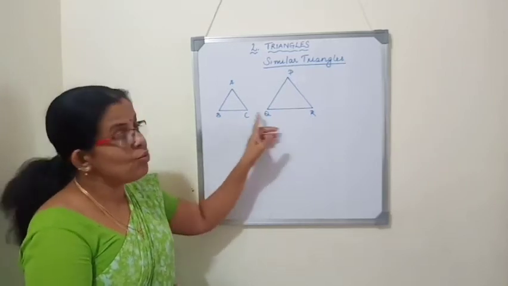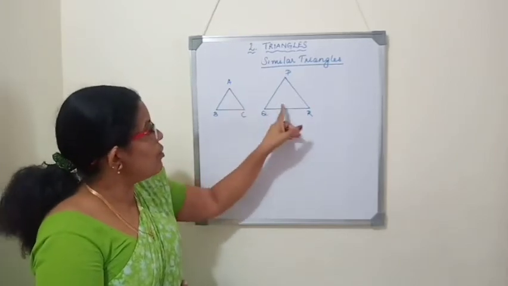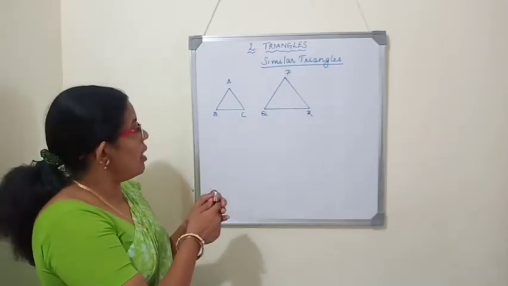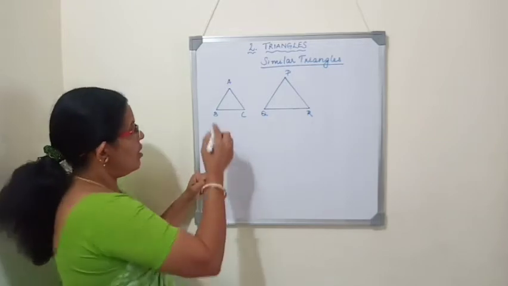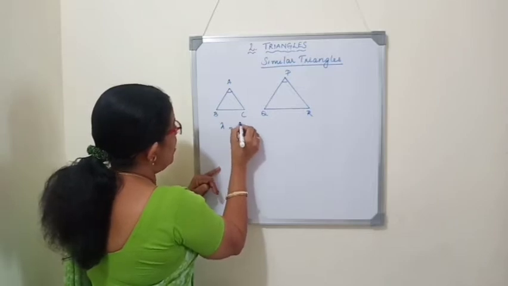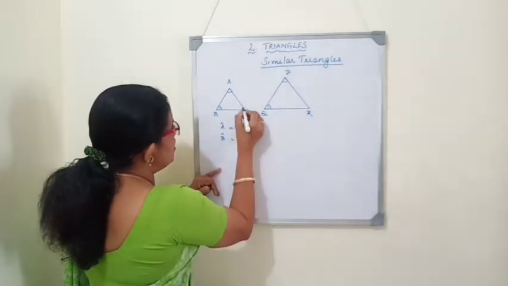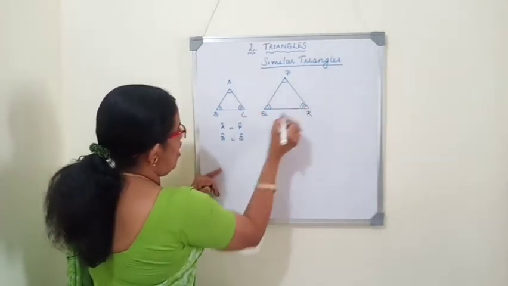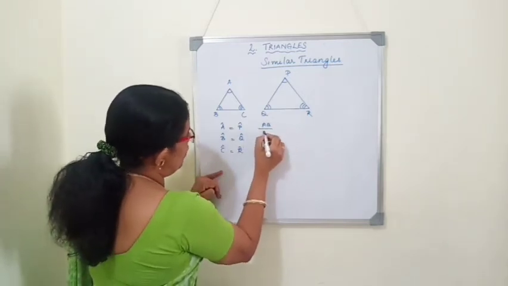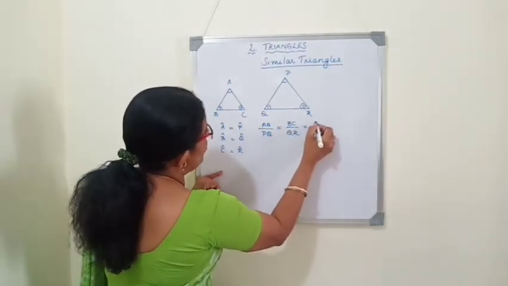Now we will consider two triangles. You all know that a triangle is also a polygon. So to say that these two triangles are similar, their corresponding angles should be equal and their corresponding sides should be in proportion. That is, angle A is equal to angle P, angle B is equal to angle Q, angle C is equal to angle R, and the sides ratio, AB by PQ, should be equal to BC by QR, should be equal to AC by PR.